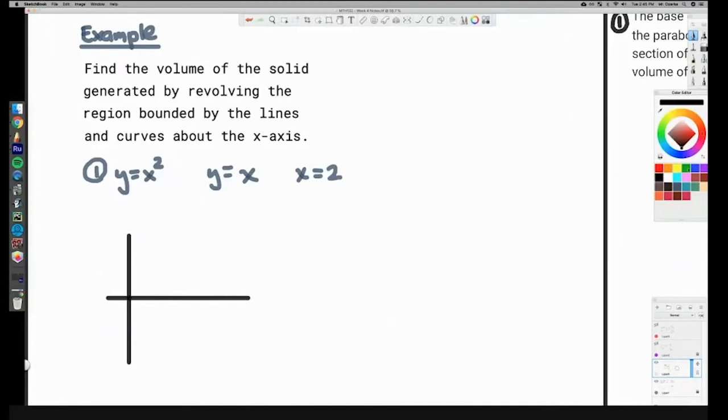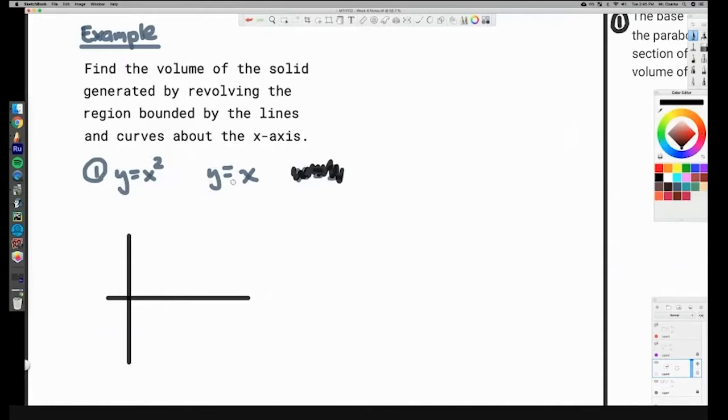Actually, hold on one second. Let's get rid of x equals 2, because a lot of times they don't actually give you another value. It says what's bounded by these two things right here. I don't know why that x equals 2 is there, I think I just forgot to delete it. But let's graph these two.